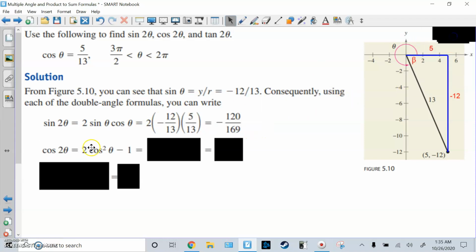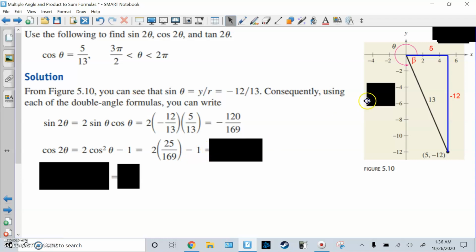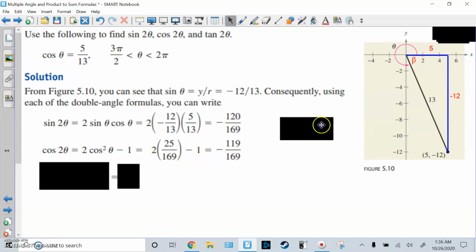Cosine double angle, same thing, we use 2 cosine squared theta minus 1. So cosine would be 5 over 13, but they square that. So 5 over 13 times 5 over 13 is 25 over 169. Then minus 1, do common denominator, and then combine, you will end up with negative 119 over 169.